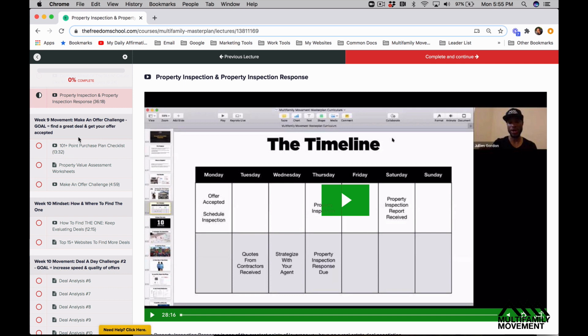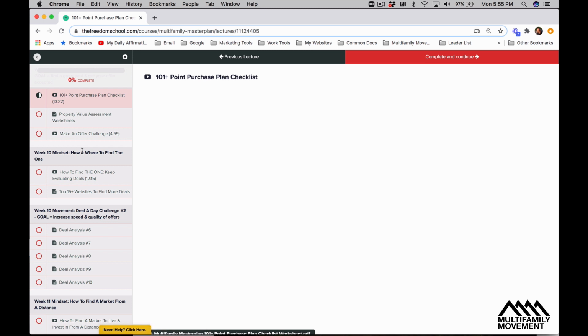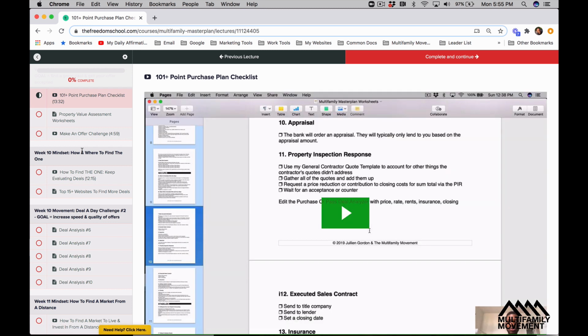We go through that in module 9, and then I have a 101 plus point purchase plan checklist for you, step by step. This is how you know you're not skipping steps. You're not missing anything. You just go through this purchase plan checklist, and you'll make sure you're not missing any steps along the way.